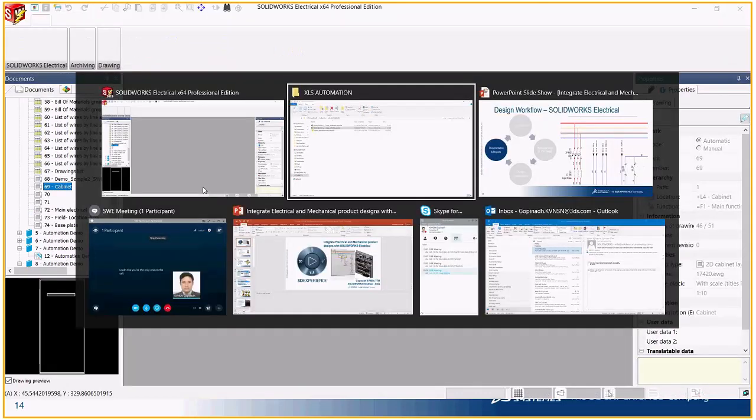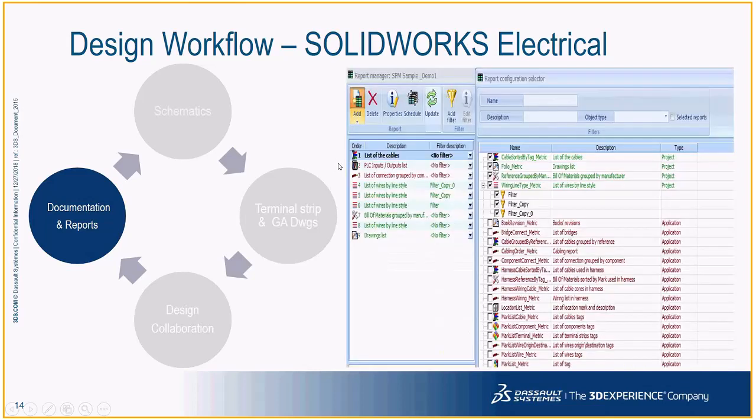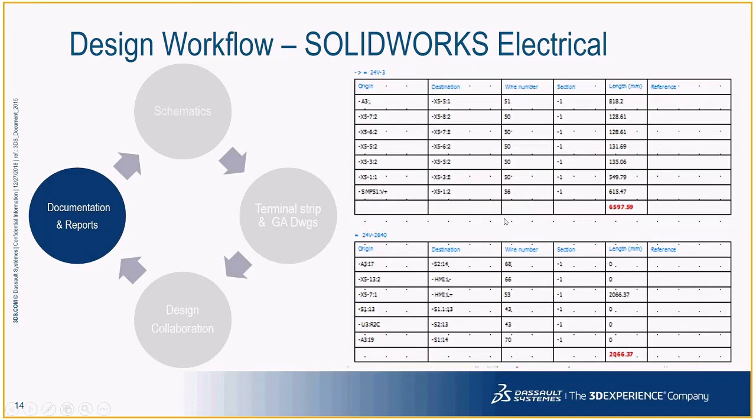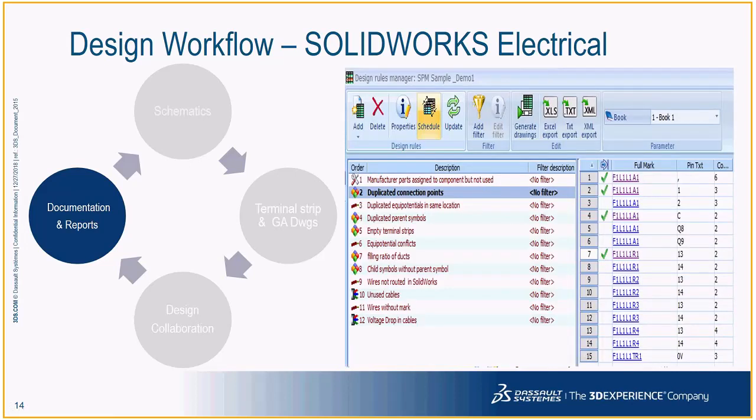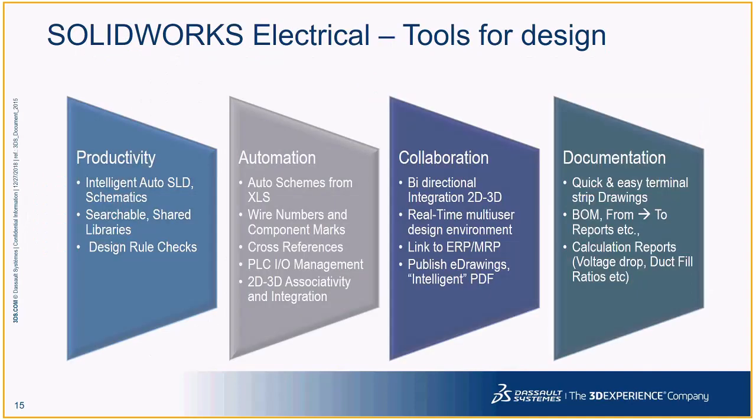So this is how we can do the documentation and reports. As we see, we have produced the bill of material, and we have also seen the report configurations and the total length calculated from the 3D space, and then the design rules manager, which is for quality purposes. What are the benefits? Auto wire and device numbering can be done automatically. Unified bill of material, auto bill of material generation. Real-time wire list and cut length can be calculated, and we can improve the quality with the design rule checks. So let us quickly conclude our session with a couple of slides.